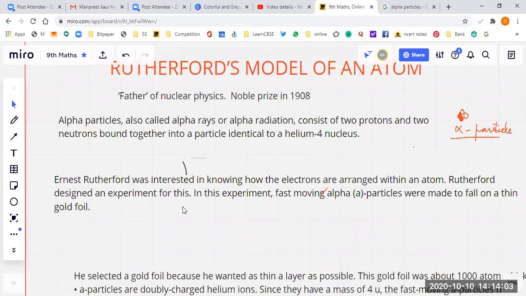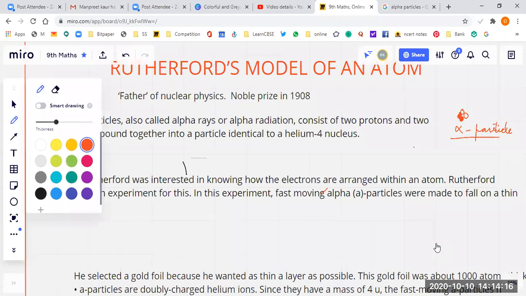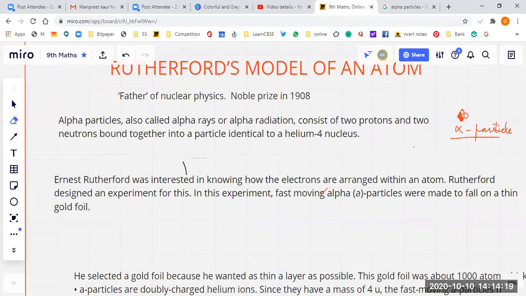Rutherford designed an experiment for this. So what was the experiment he designed, students? In this experiment, fast-moving alpha particles are written as alpha particles. Rutherford designed an experiment for this. In this experiment, fast-moving alpha particles were made to fall on thin gold foil.